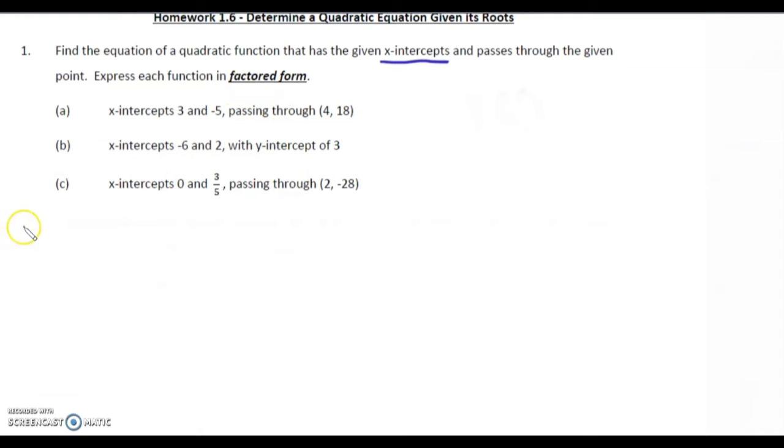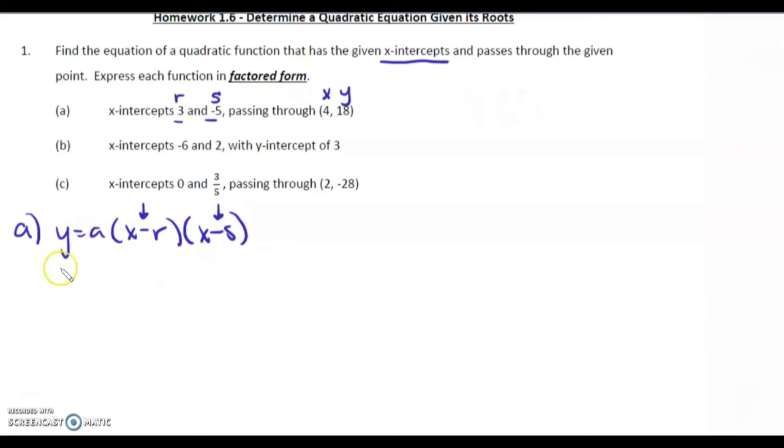Okay, so for A, we're given the two x-intercepts, 3 and -5. So we're going to start with the general form of the equation, and we're going to sub in 3 for R and -5 for S. Just remember that there are built-in negative signs here. So as soon as you put it in, the signs for 3 and -5 are going to switch. And we are going to sub in an X and a Y, the point that it goes through. So I'm going to do this in one shot.